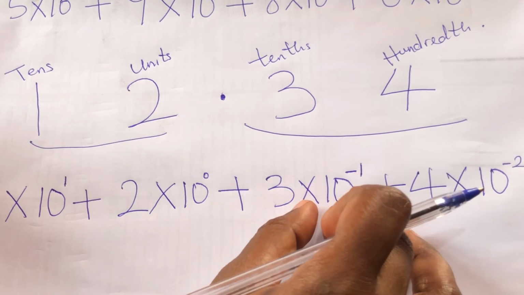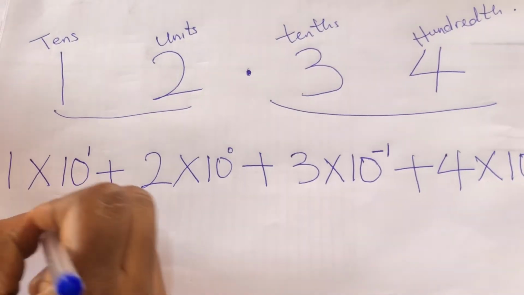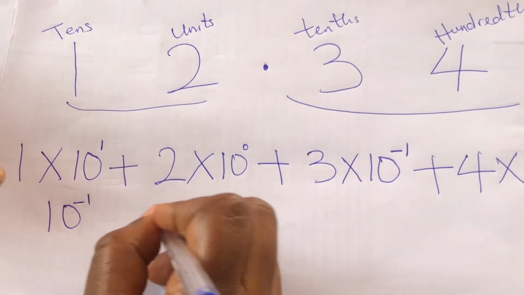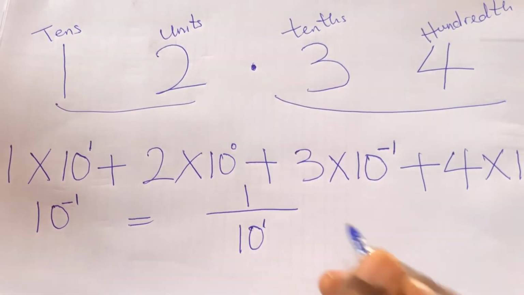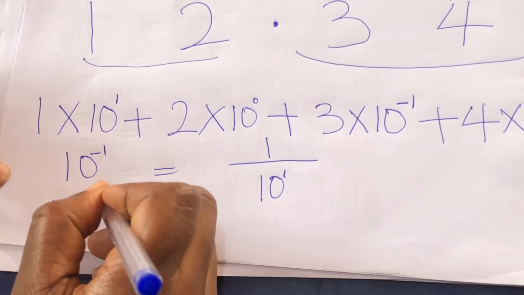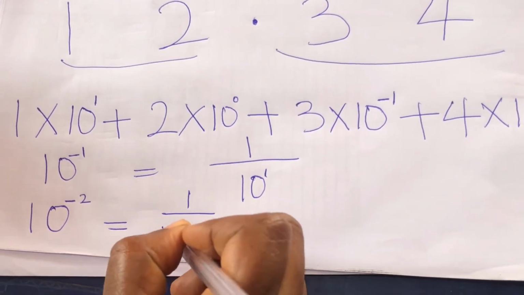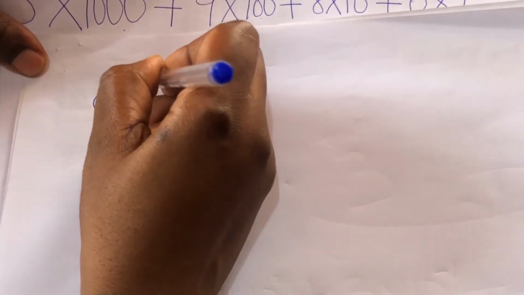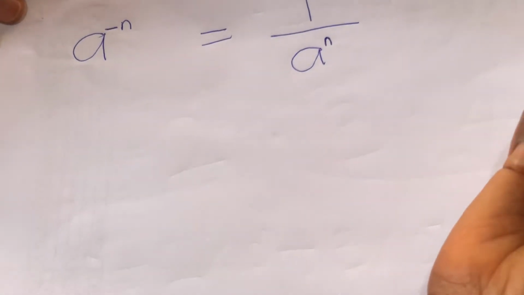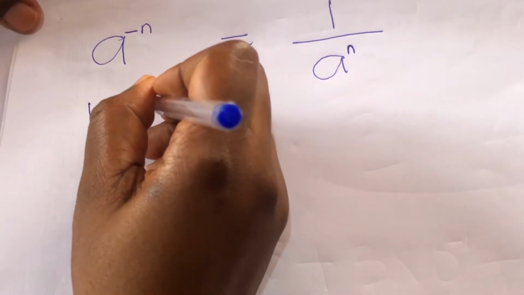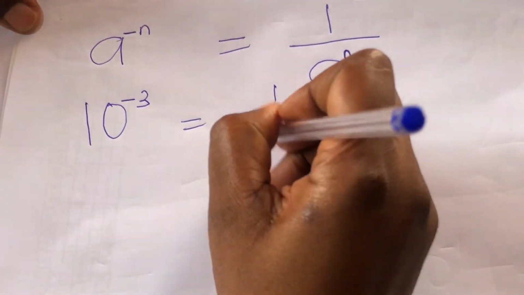Now, let me explain 10 raised to the power of -1 and so on. Any number raised to a negative power will be equal to 1 over, like 10 raised to the power of -1 will be 1 over 10 raised to the power of 1. And 10 raised to the power of -2 is equal to 1 over 10 raised to the power of 2. So generally, we can say that a raised to the power of -n is equal to 1 over a raised to the power of n. So you have to understand all these things very, very well. And 10 raised to the power of -3 is equal to 1 over 10 raised to the power of 3, and so on and so forth.